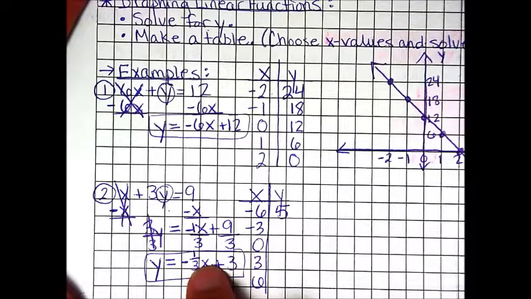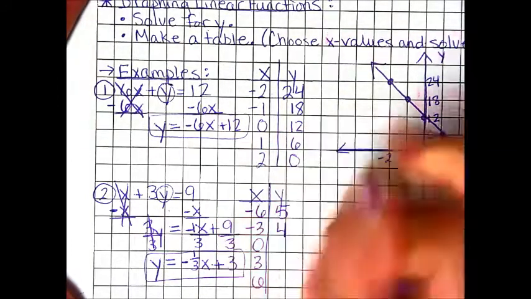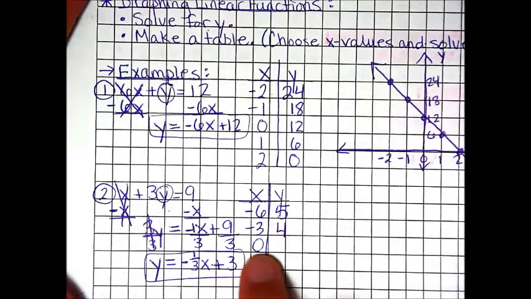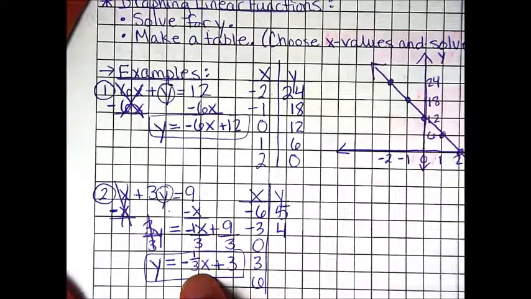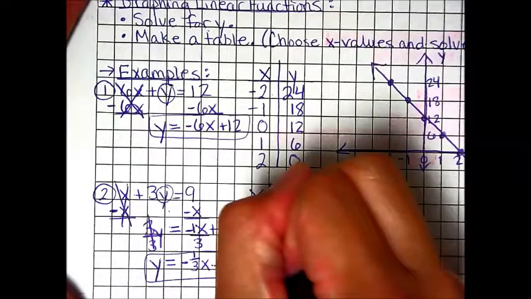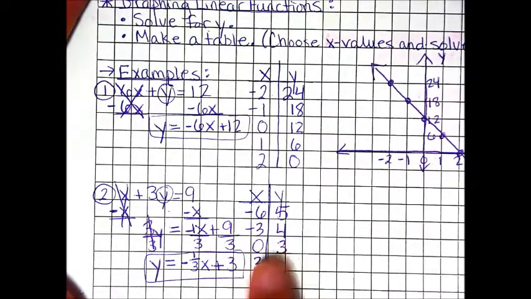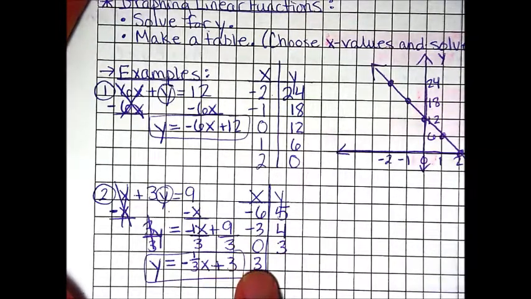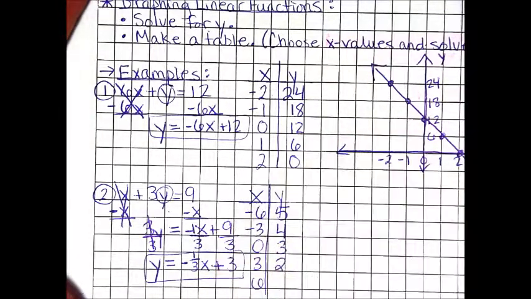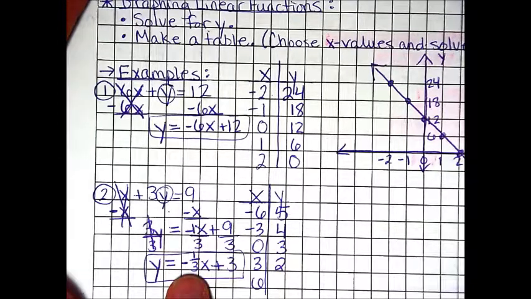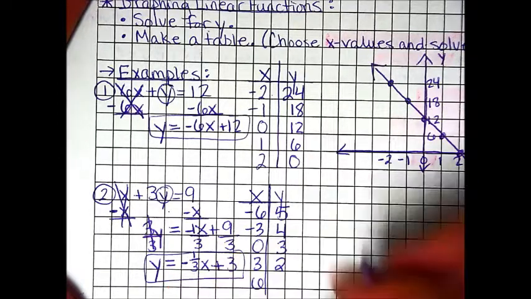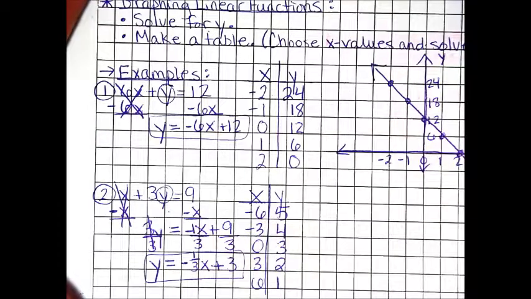Plug in a -3. -1/3 times -3 is 1, and 1 plus 3 is 4. If I plug in a 0, -1/3 times 0 is 0, so then I add 3 and get 3. And by now you should see a pattern. -1/3 times 3 is -1, and -1 plus 3 is 2. -1/3 times 6 is -2, and -2 plus 3 is 1.